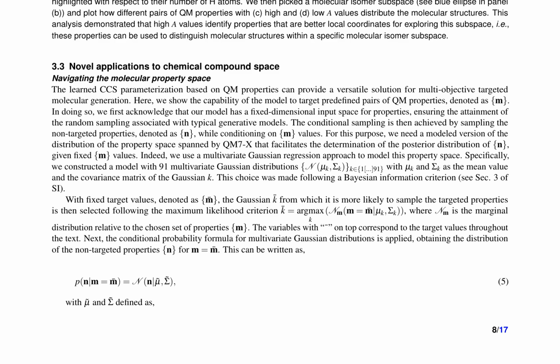The learned CCS parameterization enables novel applications, including multi-objective targeted molecular generation. This involves conditional sampling of non-targeted properties while fixing targeted properties, using a multivariate Gaussian regression model to determine the posterior distribution of non-targeted properties given fixed targeted values. This approach allows for the generation of molecules with specific, desired properties while controlling for other properties, opening up new avenues for molecular design and optimization.